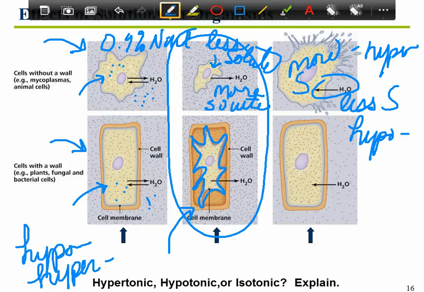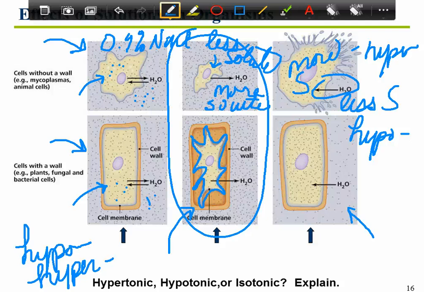Now again, the top row pictures animal cells. You do this with pig blood cells. But look at the bottom here. Here's a bacterial cell in a hypotonic solution. And notice that the cell becomes very turgid.